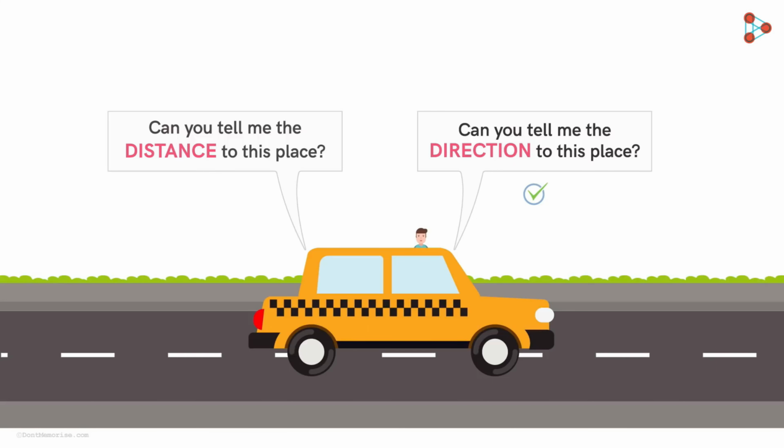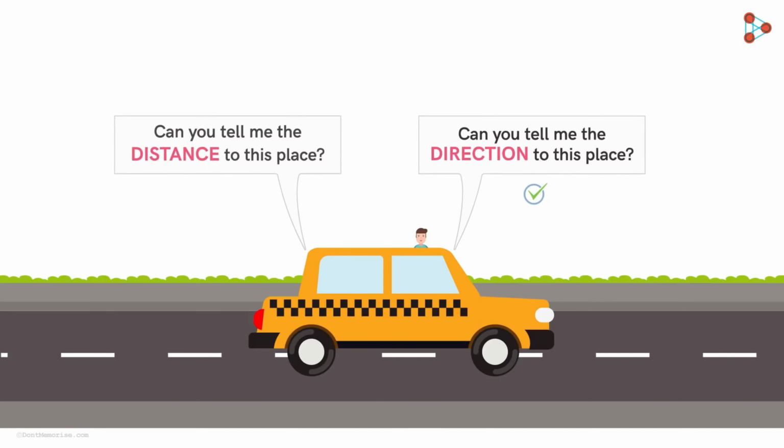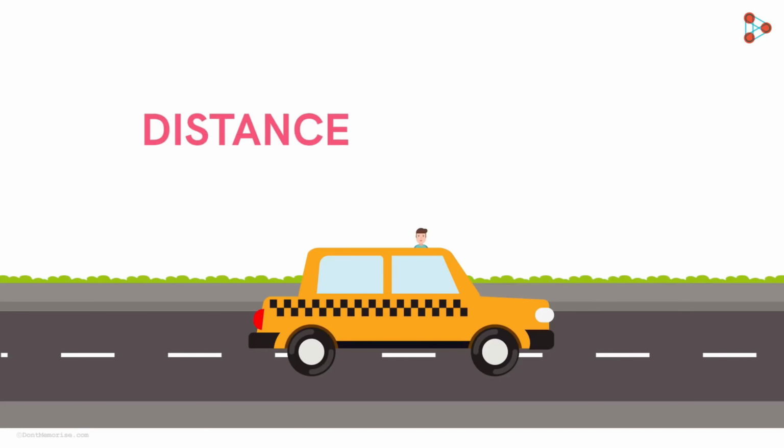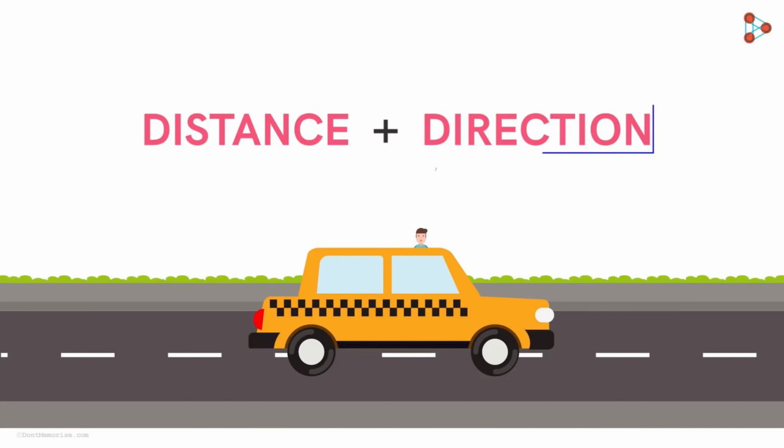Only knowing how far your friend's house is will not help you reach there. Of course, you do need to know how much distance to travel, but you also need to know in which direction you have to travel. So what we see here is that, in order to describe a location, direction plays an important role.